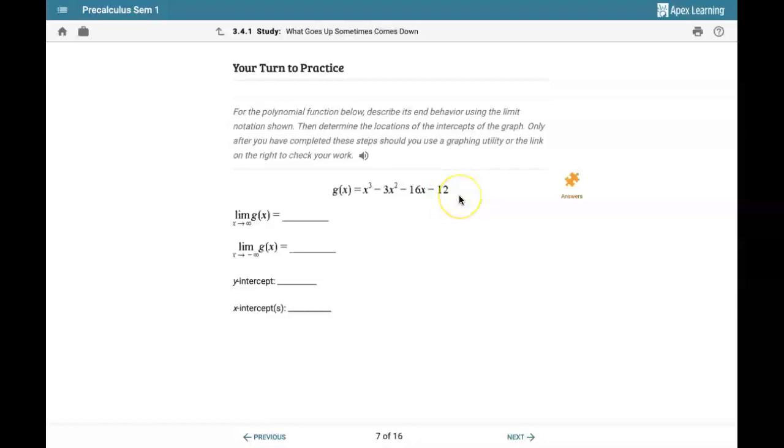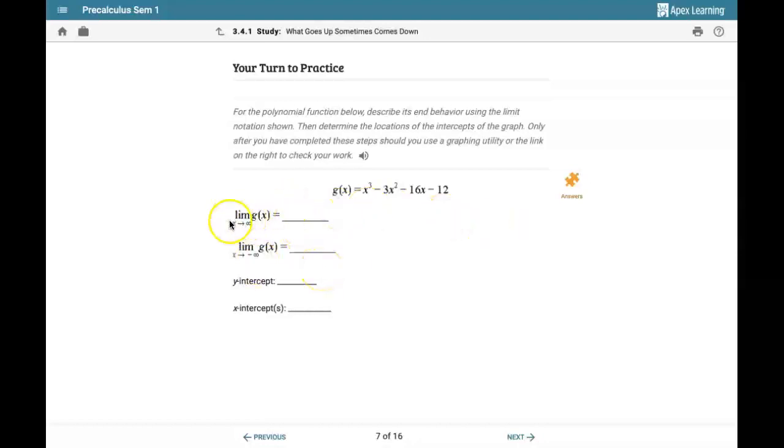Okay, so very similarly here, your y-intercept, again, you'd set x equal to 0 and solve, so you should get negative 12. Your x-intercept, that's where we're going to, again, solve for our roots, solve for our zeros. And a couple other last things here.